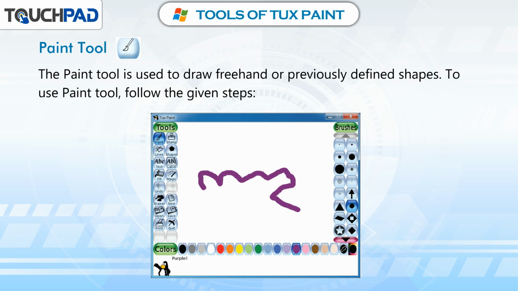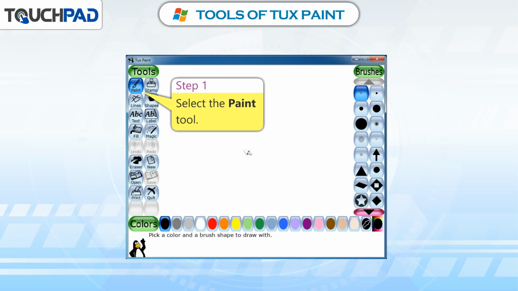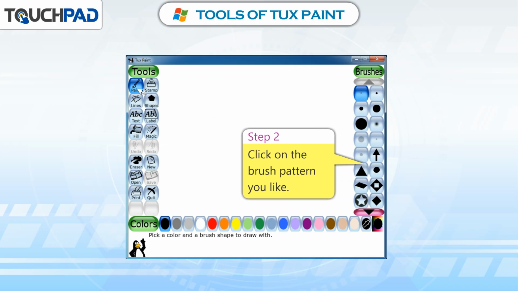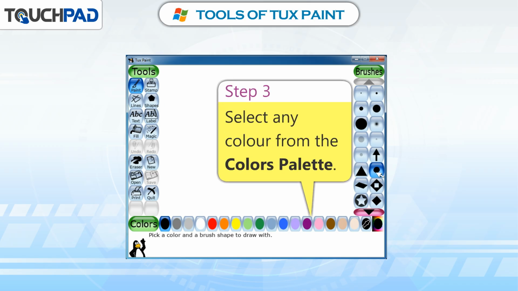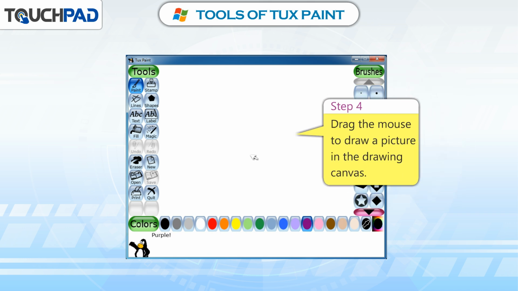To use paint tool, follow the given steps. Step 1. Select the paint tool. Step 2. Click on the brush pattern you like. Step 3. Select any color from the colors palette. Step 4. Drag the mouse to draw a picture in the drawing canvas.